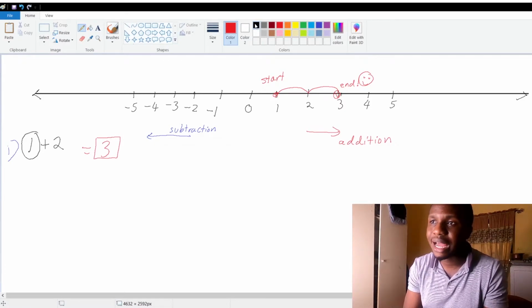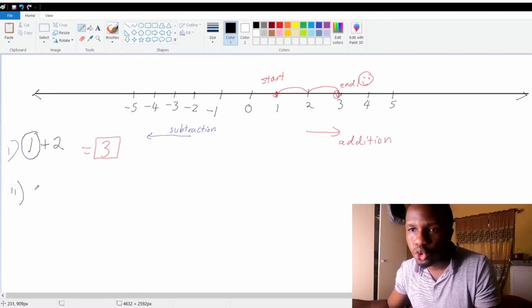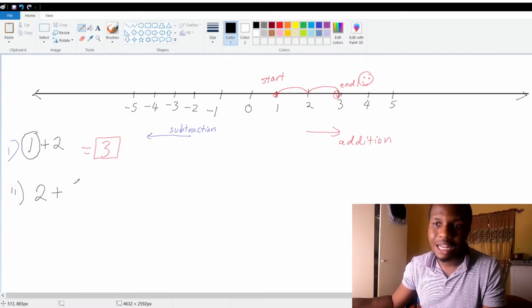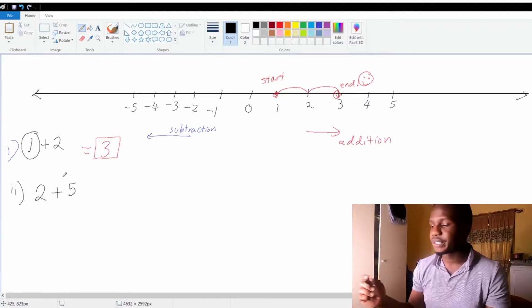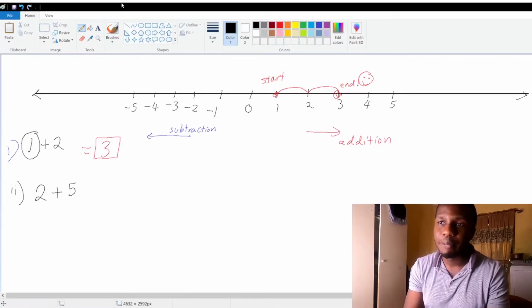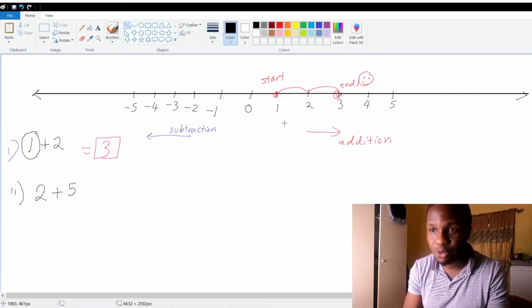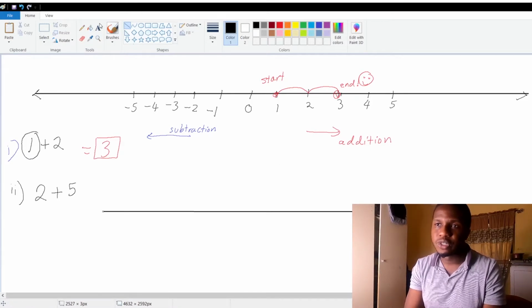Let's say we wanted to add 2 plus 5 with a number line. So let me write a 2 and let me write the 5 beside it. So how do we add 2 and 5? The same process. I'm going to draw a number line just because I want to draw a new one. And I'm going to put numbers on this number line like I did in this example.